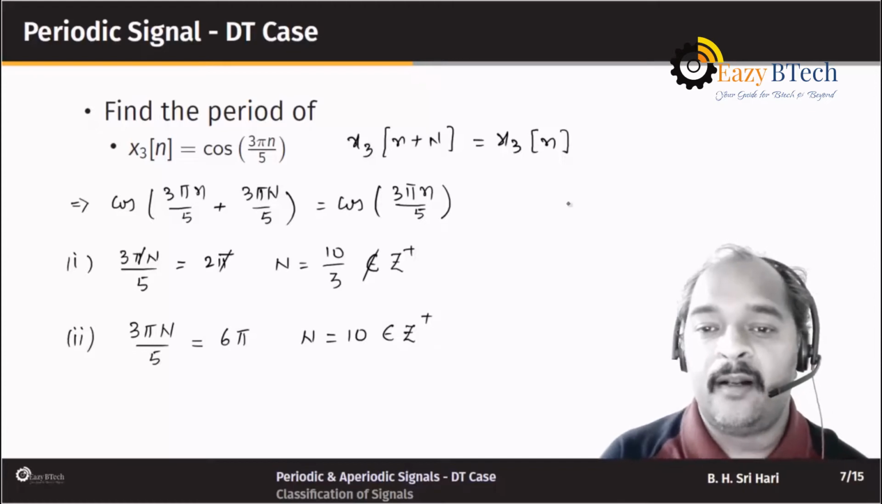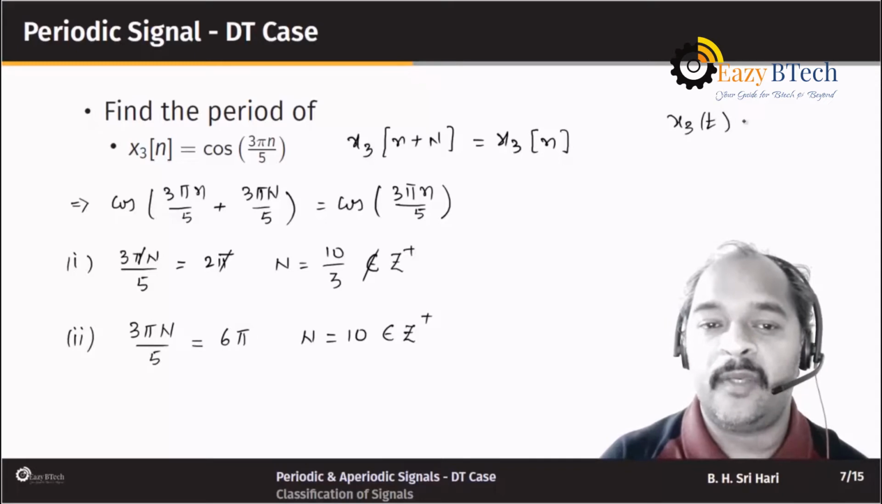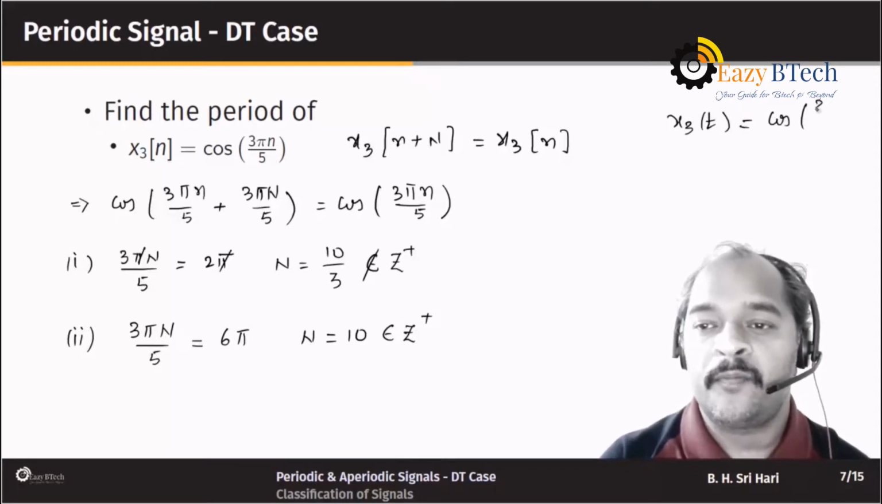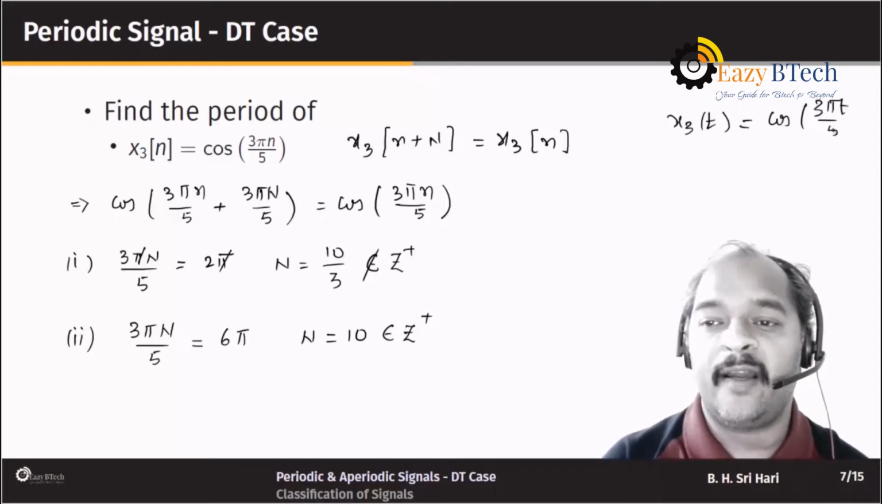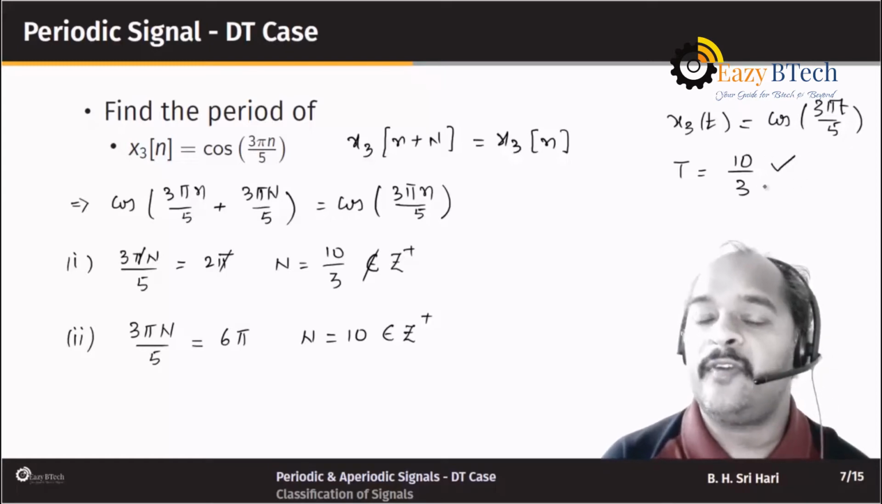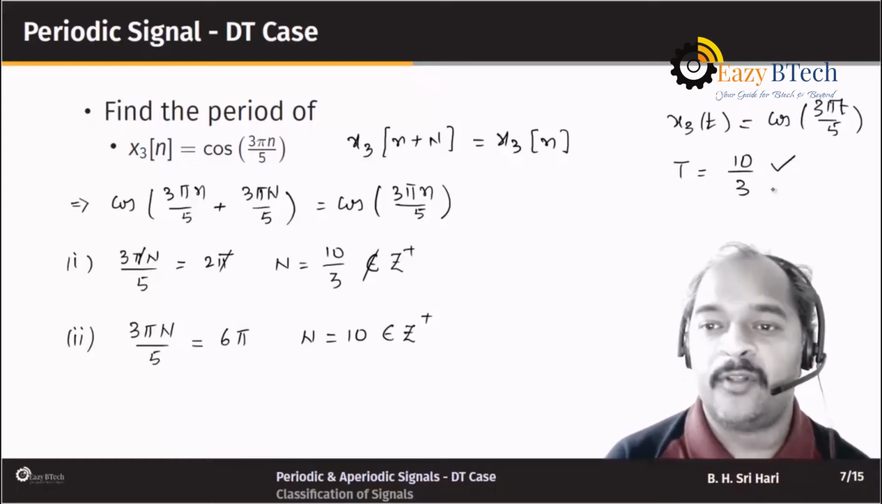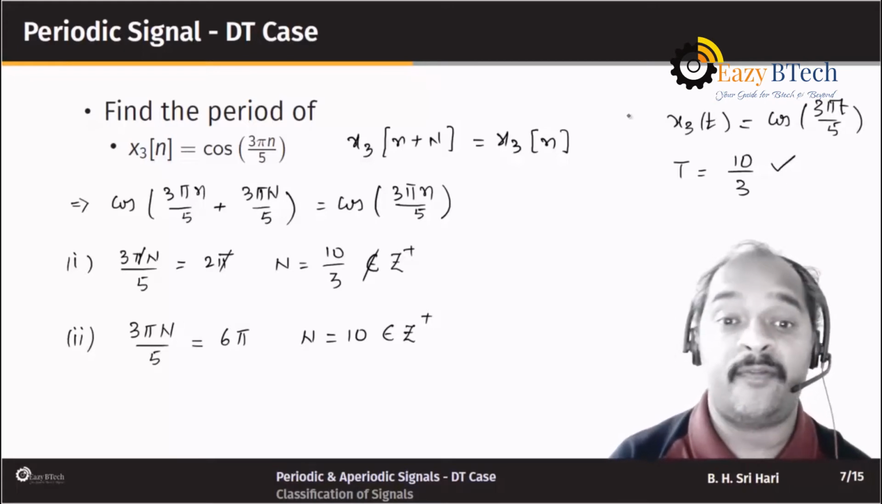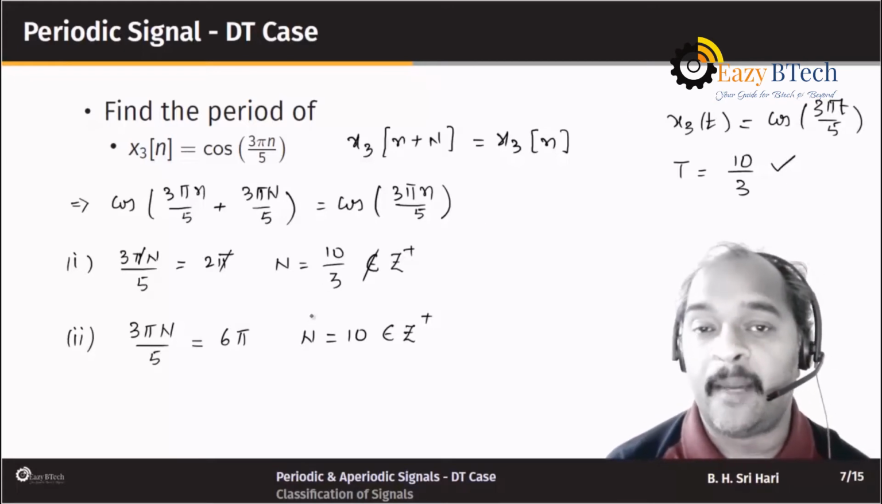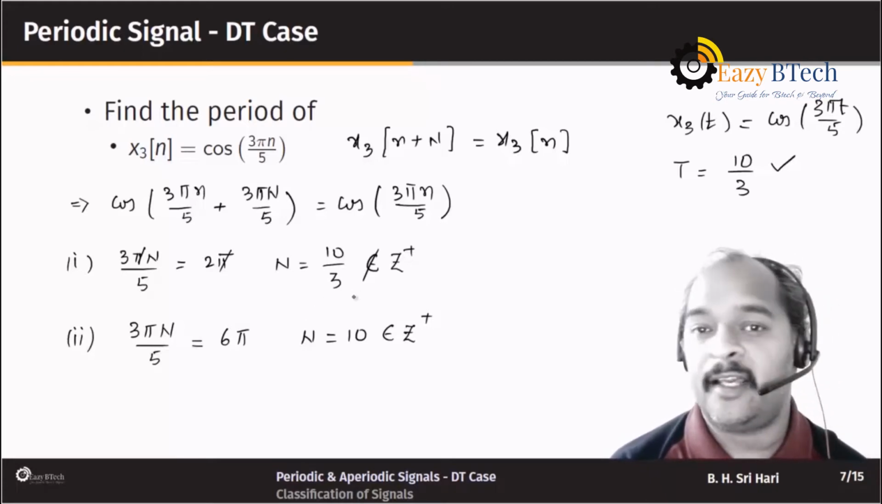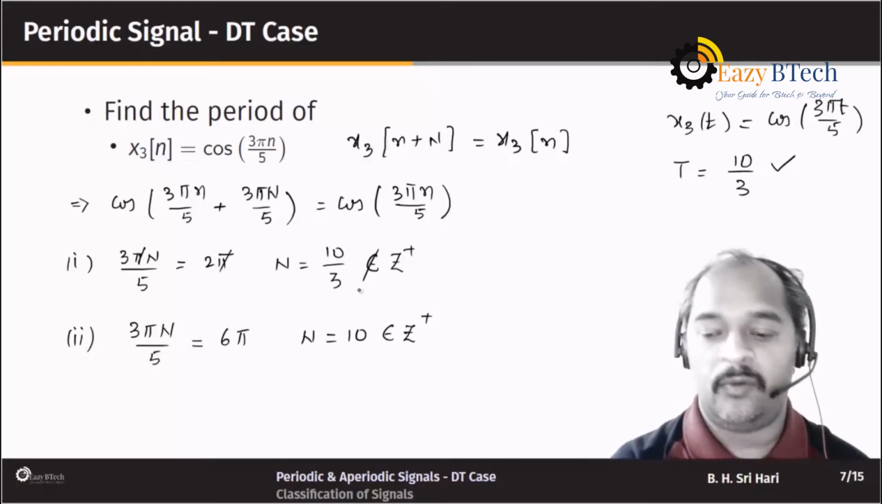So for example, for a continuous time case, if I take x3 of t to be equal to cos of 3 pi t by 5, then for this capital T equal to 10 by 3, that is okay for us. Why? For this, we want the period to be a positive real number. 10 by 3 is a real number. We can take that as the fundamental period. But for the discrete time case, we want capital N to be what? We want capital N to be a positive integer, and hence that condition is ruled out.